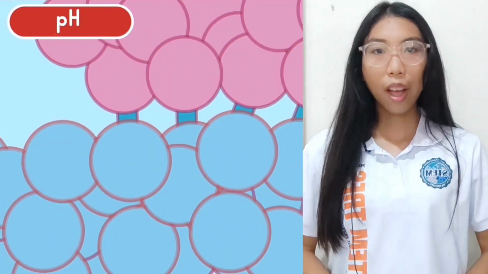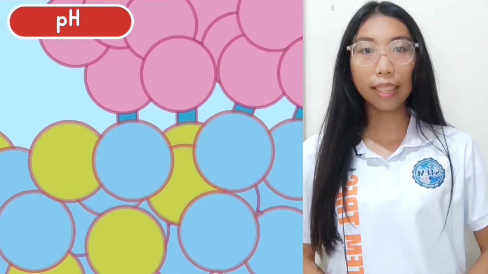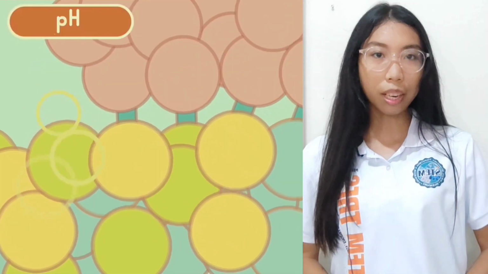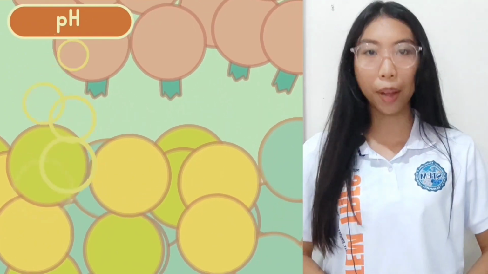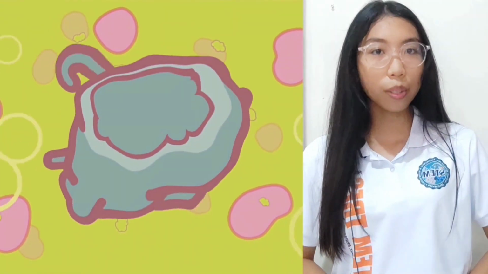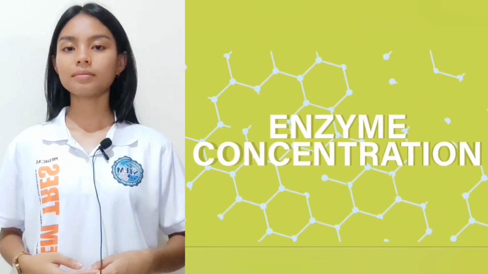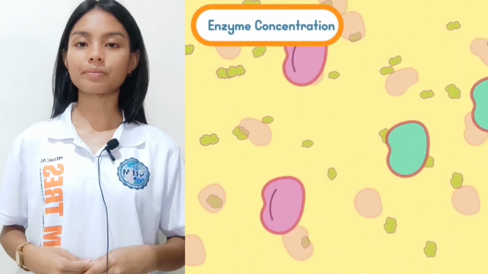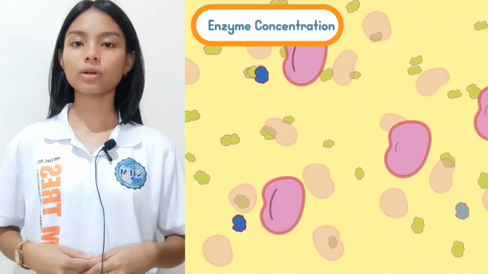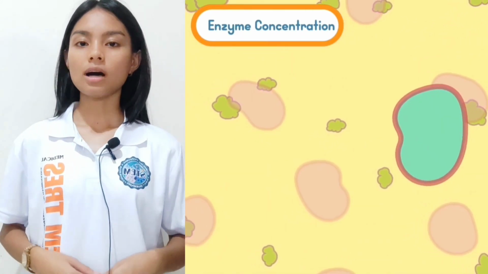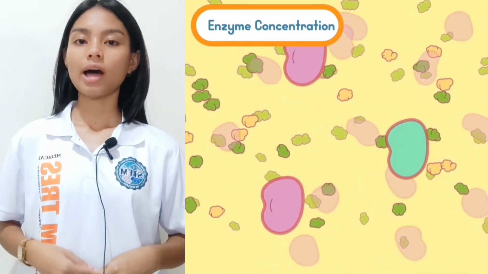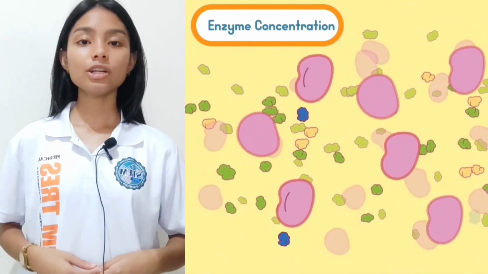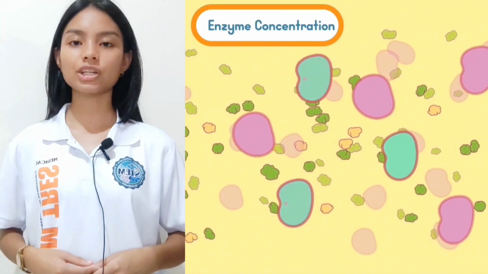pH. Amino acids present in the active site are acidic or basic. Fluctuation in pH can affect these amino acids, making it hard for the substrate to bind. Extreme pH values can denature enzymes. Enzyme concentration. Increasing enzyme concentration will increase the rate of reaction, as more enzymes will be available to bind to substrates. However, after a certain concentration, any increase will have no effect on the rate of the reaction.